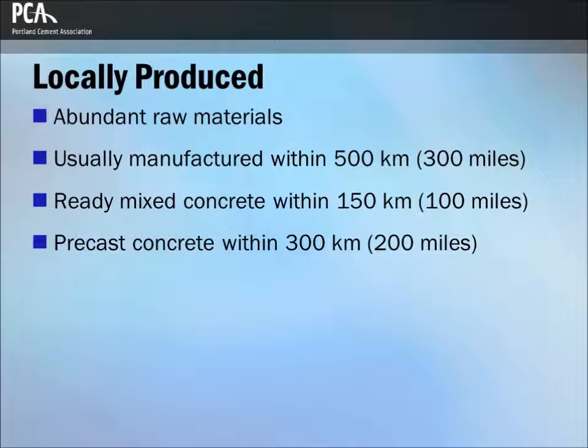Most of the components of concrete are manufactured within 300 miles of a concrete plant. Most ready-mix concrete plants are within 100 miles of a projected project site. These short distances minimize fuel requirements and the associated energy and emissions from the transporting and handling of concrete.